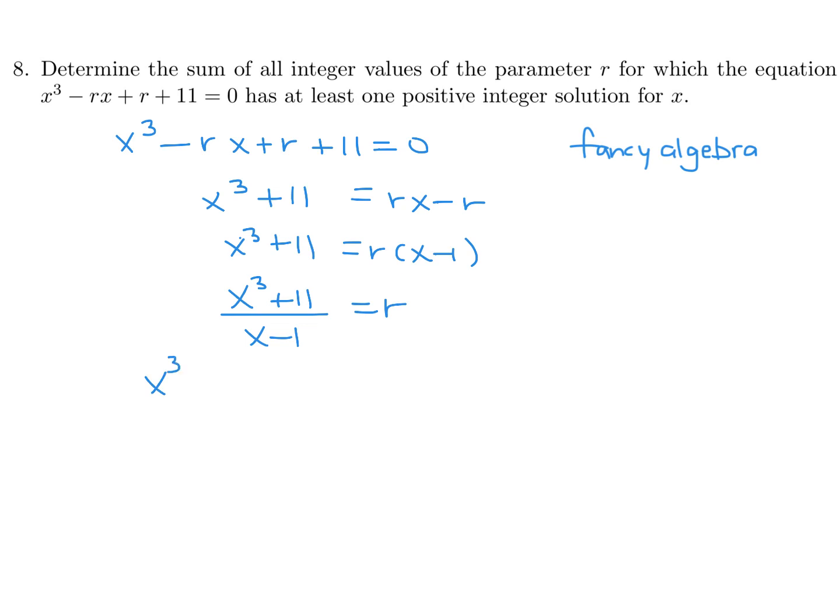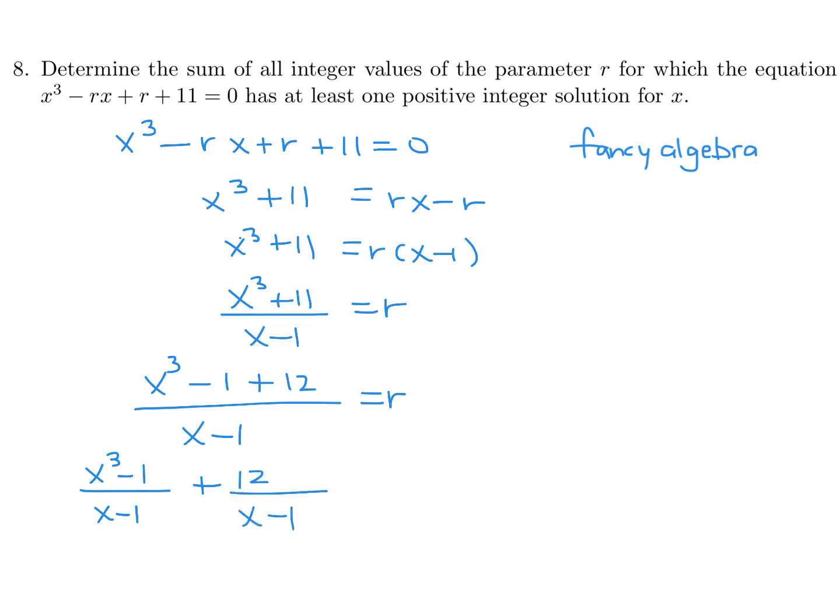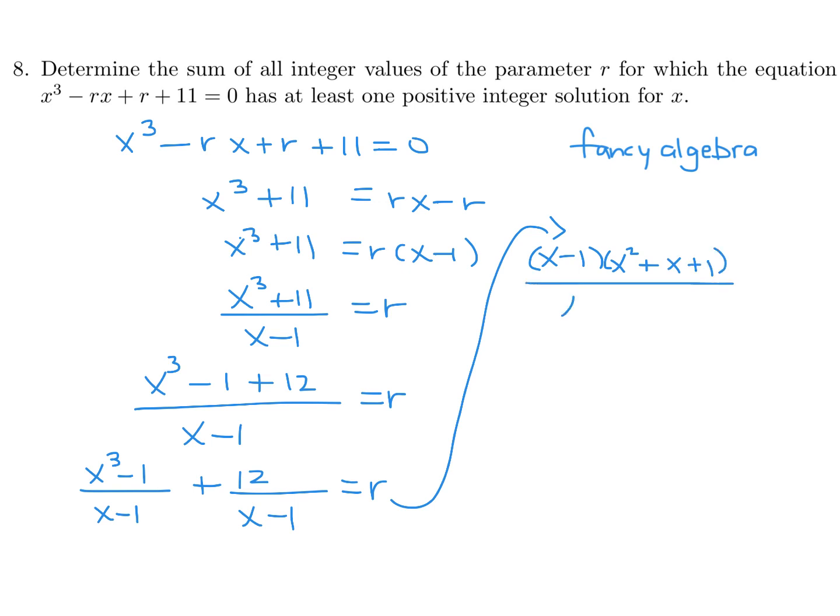So the x to the power of 3 plus 11, we can break up into minus 1 plus 12. And then that will help us factor this. Therefore, it becomes x to the power of 3 minus 1 over x minus 1. And then this is just going to be 12 over x minus 1 like that. The x to the power of 3 minus 1, that factors into x minus 1 times x squared plus x plus 1. And that's over x minus 1. And then we just have this 12 over x minus 1. And that is all equal to r.